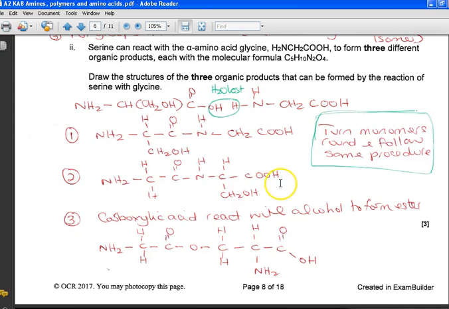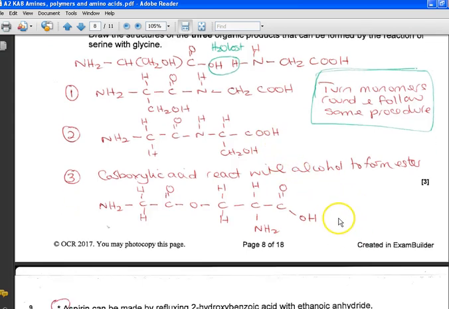Done it exactly the same way. And then the third one, obviously, you need to recognise that there is actually an alcohol group here on this one. So that alcohol group can react with the carboxylic acid group of the other one to form an ester. And there's your three products, basically. Okay, your organic products. Okay.